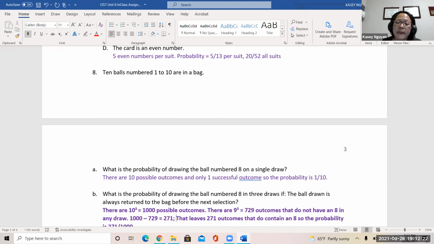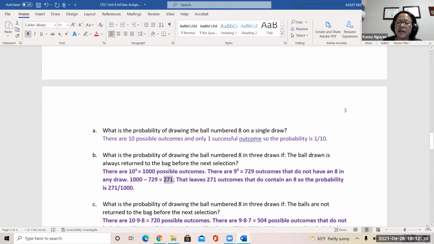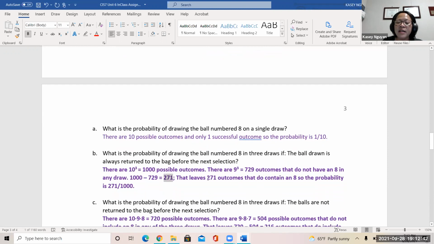Okay. So we need to exclude the ones that are not an 8 ball. And that will leave us with the total draws that could be an 8 ball. So that will be 271. And so once you have that, you're not done, then you take the 271 and you divide it by 1,000 because that's the possible draws. So that's the possible outcomes. So that will be your probability.